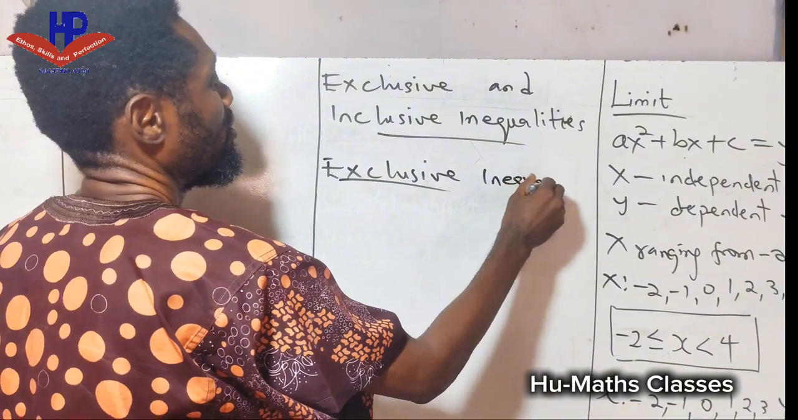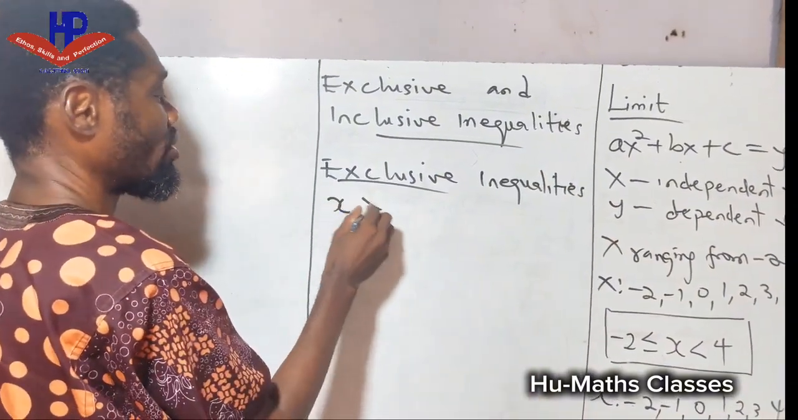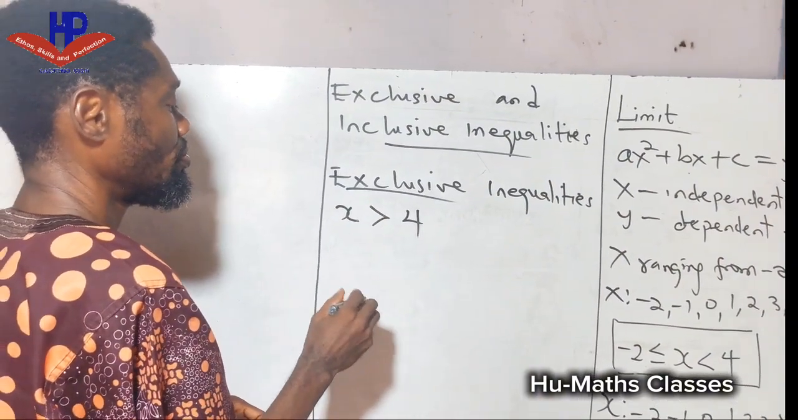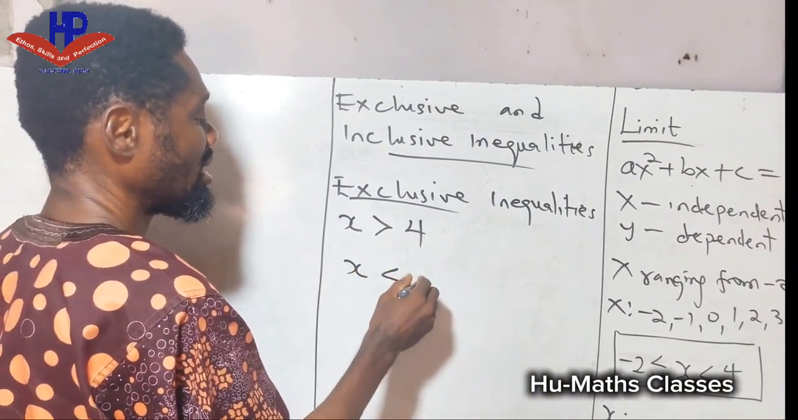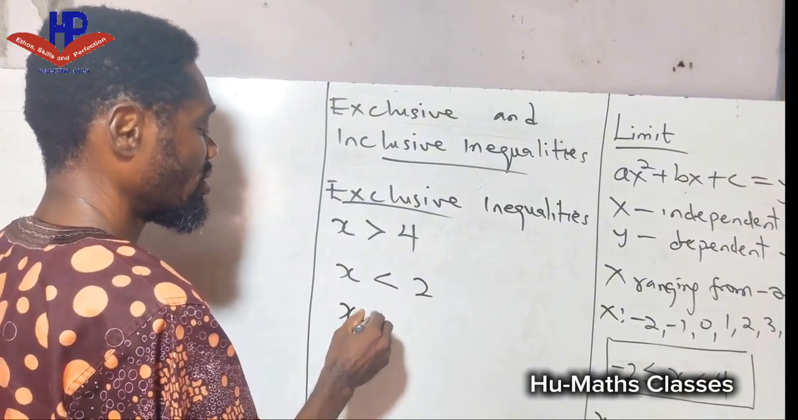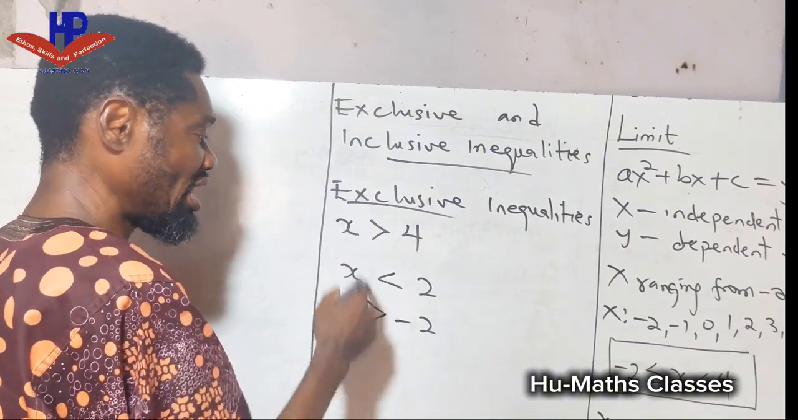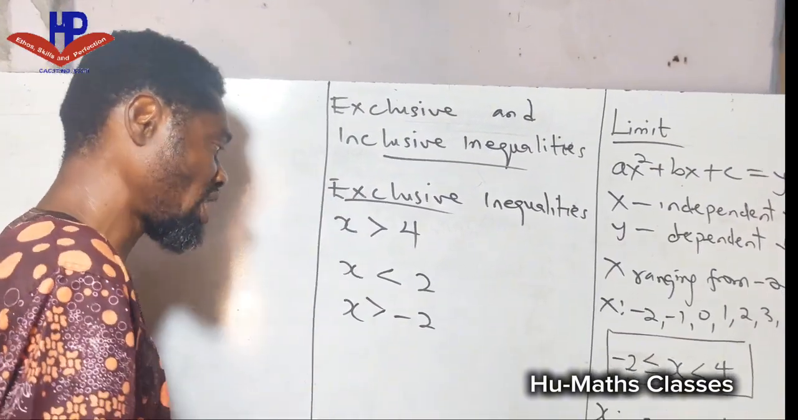are direct inequalities like x is greater than 4, x is less than 2, x is greater than minus 2. This type of inequality is called exclusive inequality.